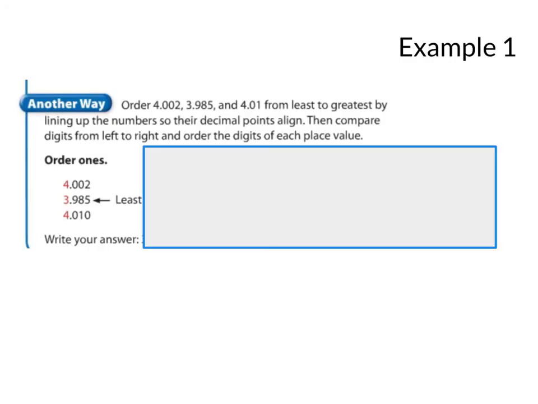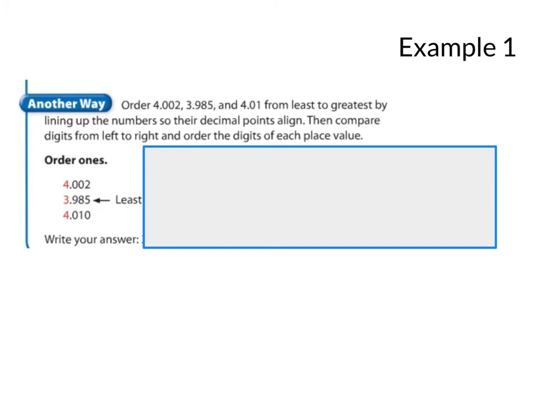Let's read this problem, and we're going to practice the lining up the decimal points way. Order 402 thousandths, 3 and I think I read the first one wrong. Let's reread that. 4 and 2 thousandths, 3 and 985 thousandths, and 4 and 100th from least to greatest by lining up the numbers so their decimal points align. Then compare digits from left to right and order the digits of each place value.